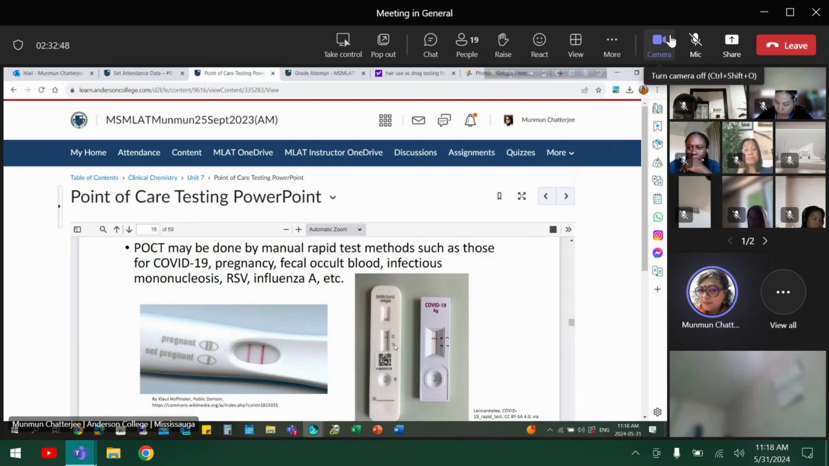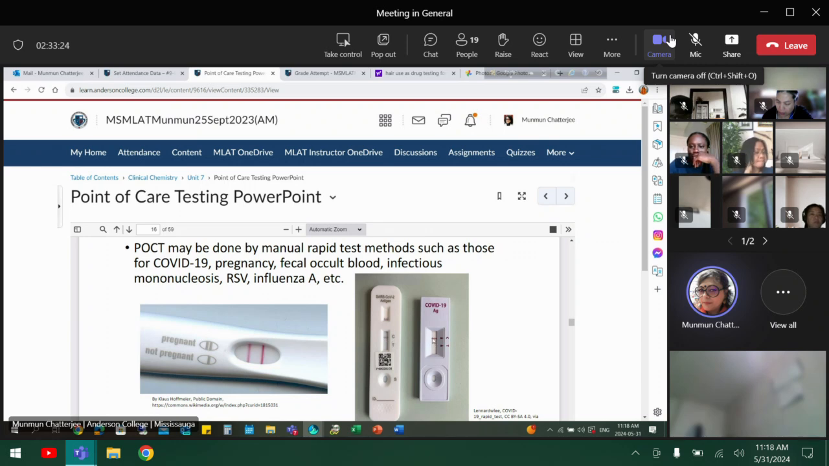And there are two windows, one is control and one is test. The control window always gives you a band to make sure your test kit is working. And if you get another band in the test window, then it's going to say yes, you are positive. So this is the COVID test. They have been developed as rapid tests, and pregnancy is always done this way. When it's non-pregnant, there will be one bar. When it's pregnant, there will be two.